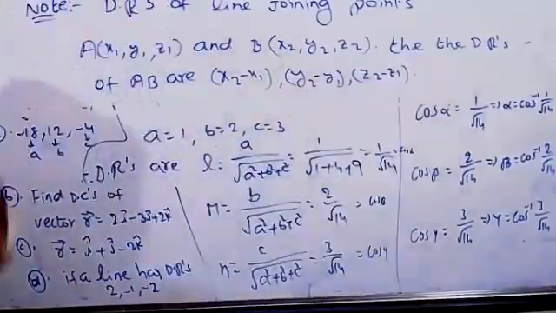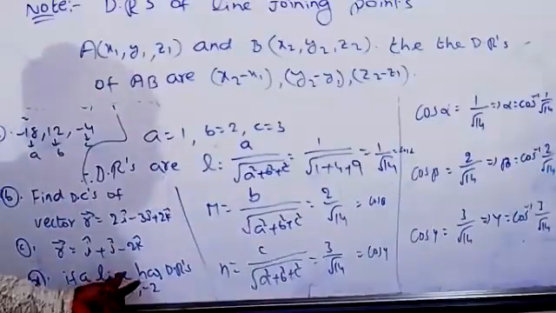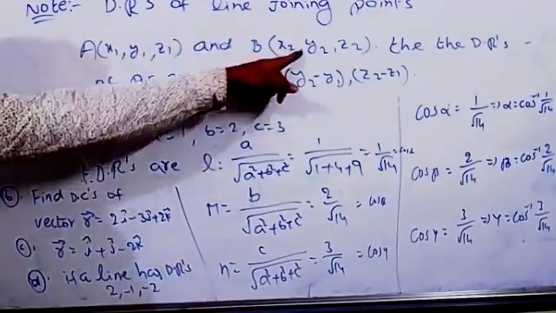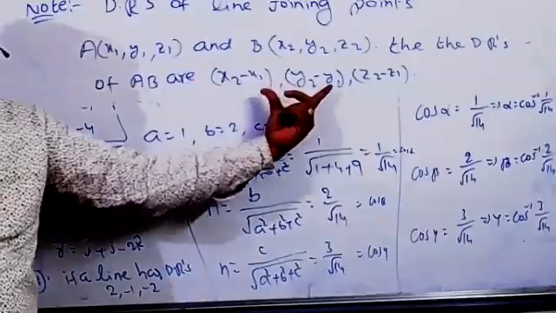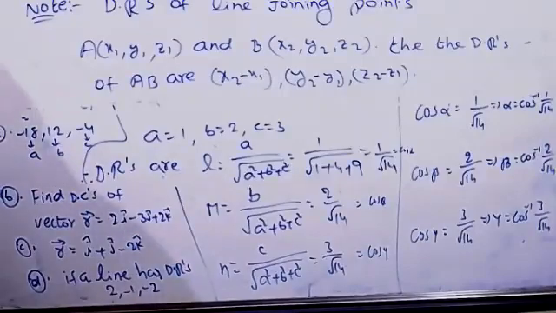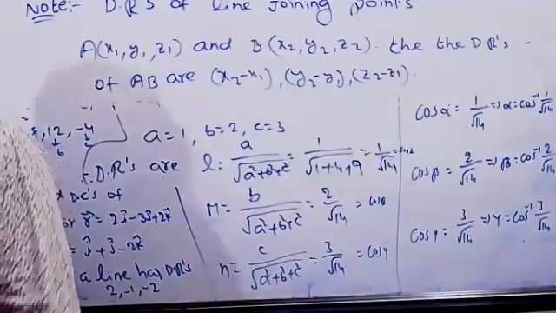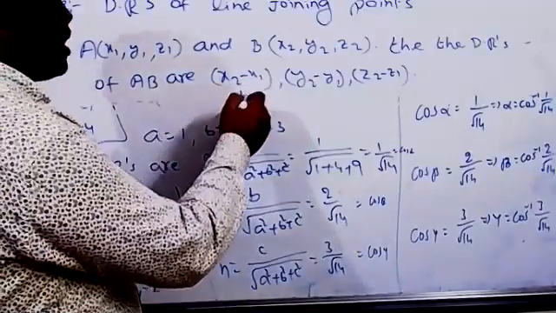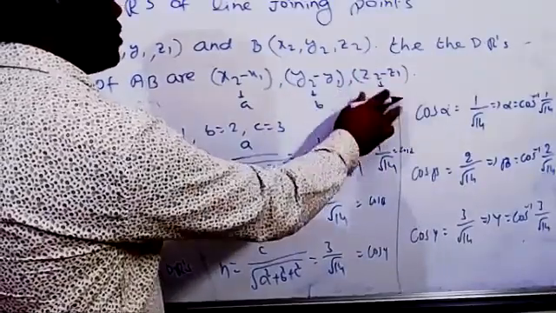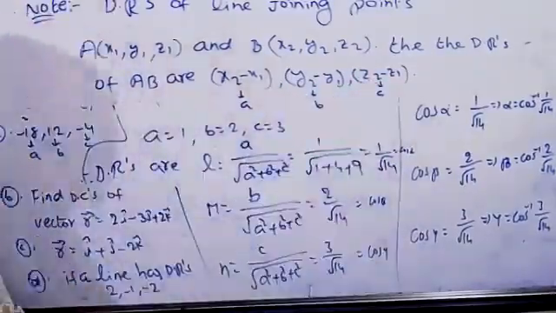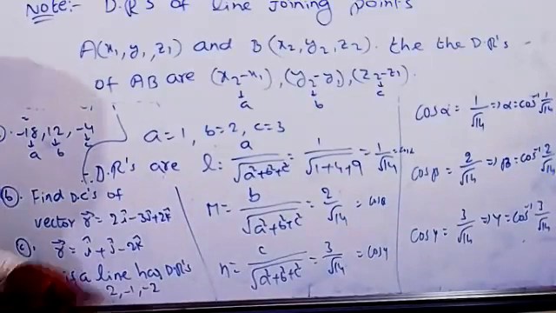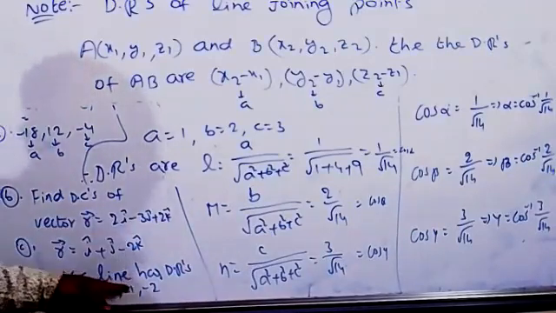If they give two points, also nothing will happen. First, we have to convert it into one single point like previously. How do we find the single point? x2 minus x1, y2 minus y1, and z2 minus z1. So we get the three values. After we get them, you can follow the same procedure. This is the value of A, this is the value of B, this is the value of C. Then you can apply the same formula as usual.